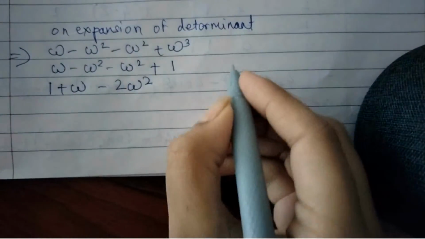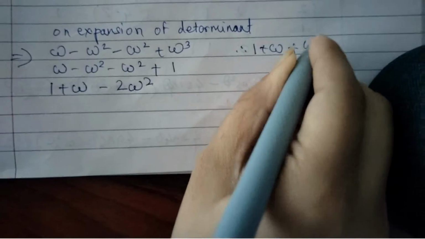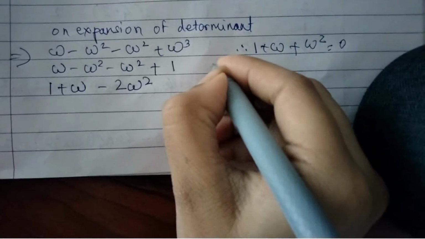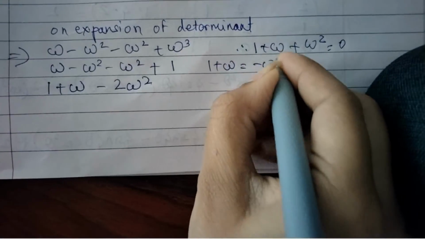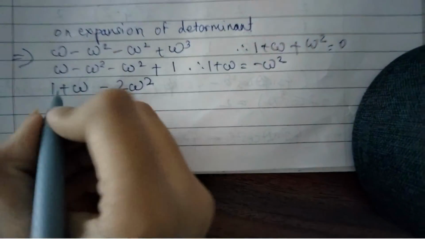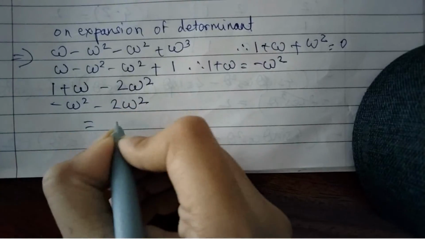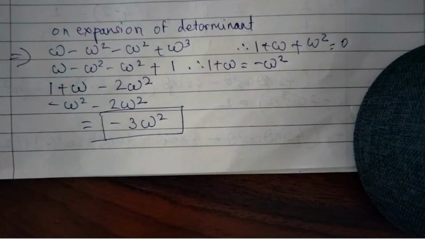So we also know the relation 1 plus omega plus omega square is equal to 0. Hence we can write 1 plus omega is equal to minus omega square. So we will use this result here. Minus omega square minus 2 omega square will give us minus 3 omega square. So this is the answer.